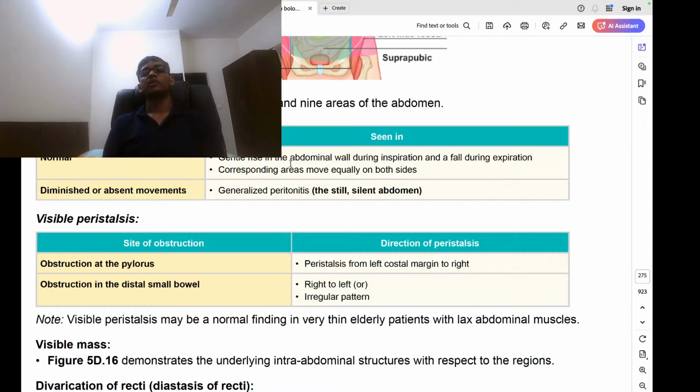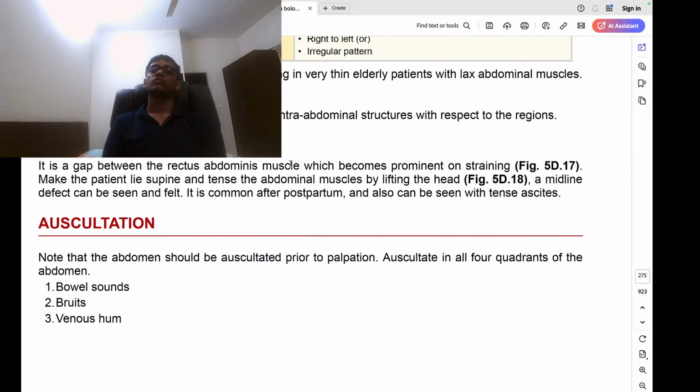Visible peristalsis is divided into 2 types, based on site of obstruction and direction of peristalsis. If the obstruction is at the pylorus, then peristalsis moves from the left costal margin to the right. If the obstruction is at the distal small bowel, it will move from right to left, or it will be irregular. Visible peristalsis may be a normal finding in a very thin patient with a lax abdominal wall. Visible mass demonstrates the underlying intra-abdominal structures with respect to region.